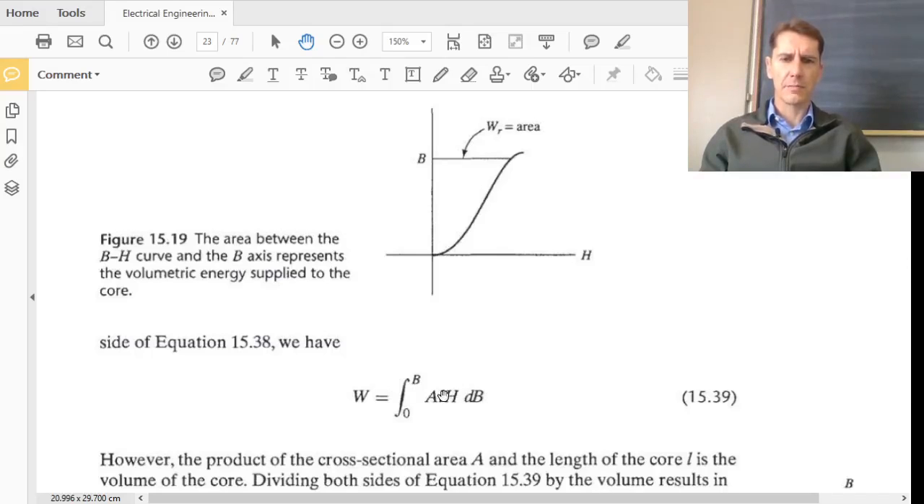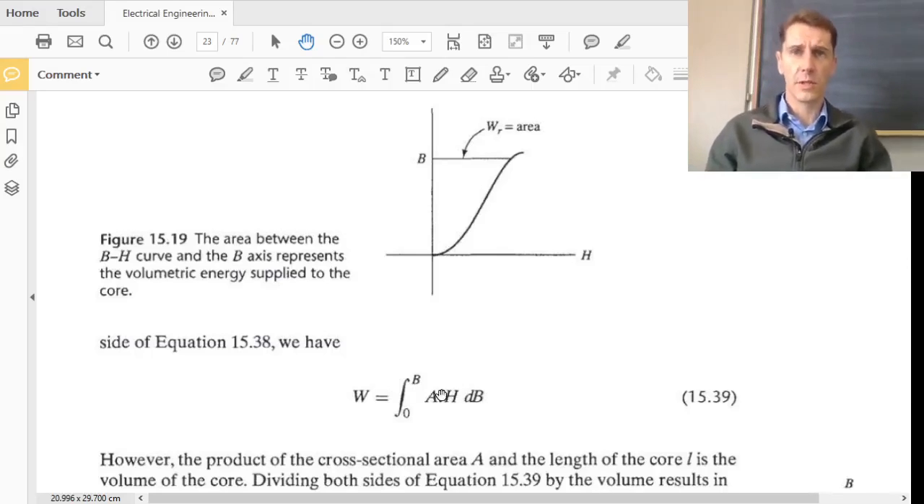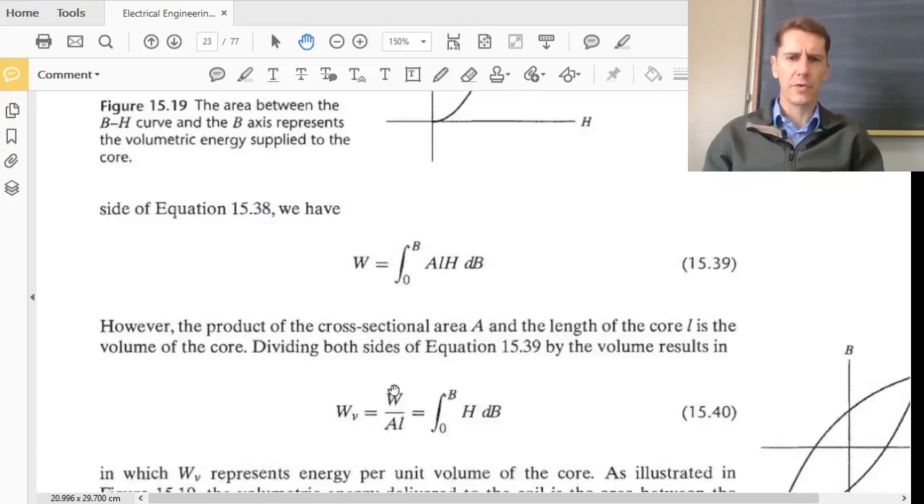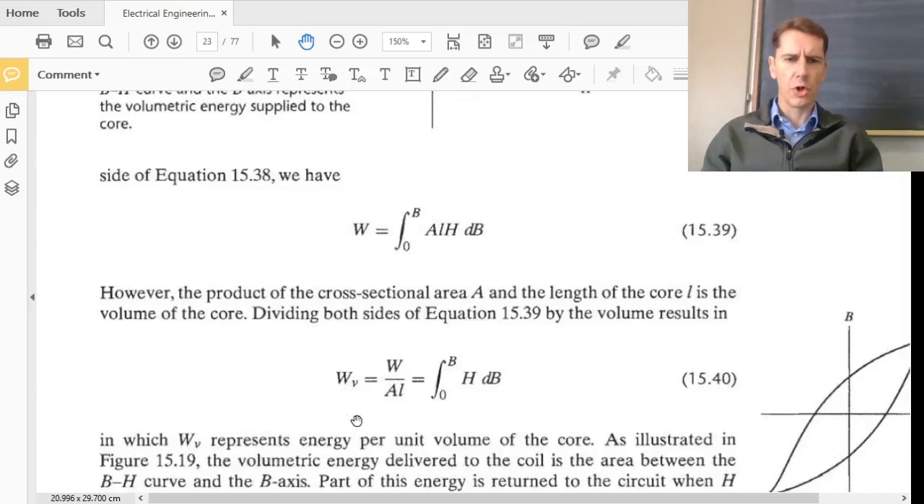But that AL is nothing but the volume of your core. That's your core volume. So what they then do is divide that energy by the core volume, and then you get capital W subscript V for volume. This is known as your volumetric energy, the volumetric energy delivered to the coil.